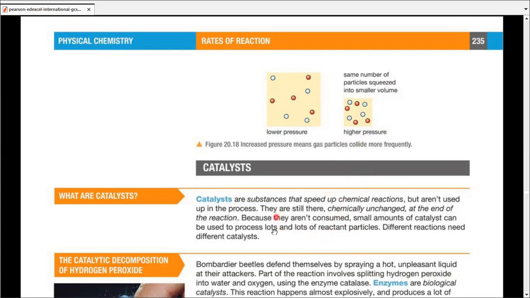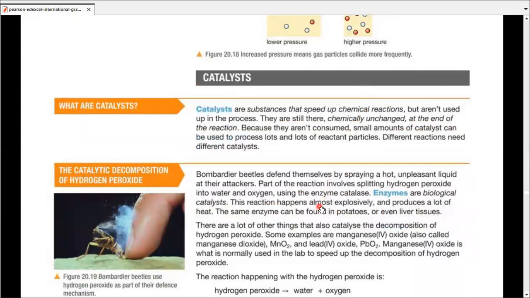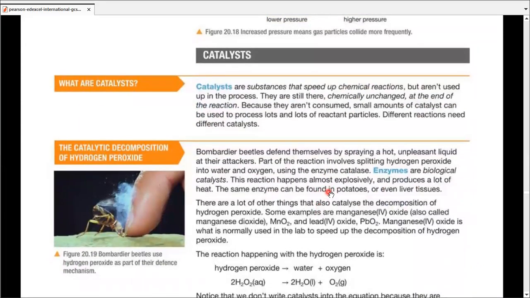Moving on to the last of the factors, I guess there is just catalyst and light left. I don't know whether light is a part of this chapter or not. Let's move on to catalysts. Catalysts are substances that speed up chemical reactions. Good part, they're not used up in the process. They're still there, chemically unchanged by the end of the reaction. This is the entire definition.